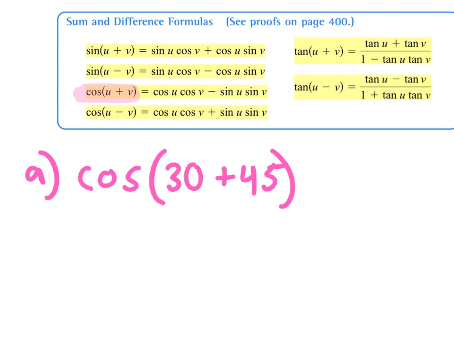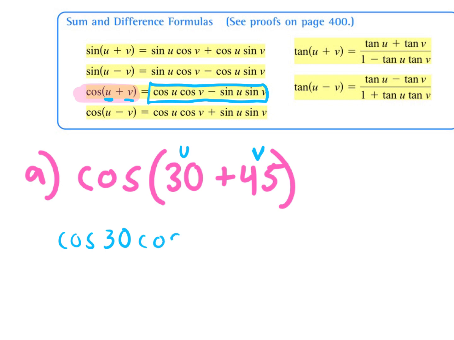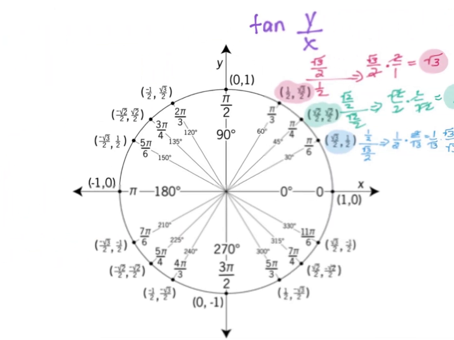So now, I split it up into 30 plus 45. So 30 is going to be my u, and 45 is my v. So I'm going to plug it into this part of the formula. I'm going to have cosine of 30 times cosine of 45 minus sine of 30 times sine of 45. So all I did was plug in 30 into the u's and 45 into the v's in my formula here. It had to be two numbers on the unit circle, so numbers like 30, 45, 60, 90, numbers like these.